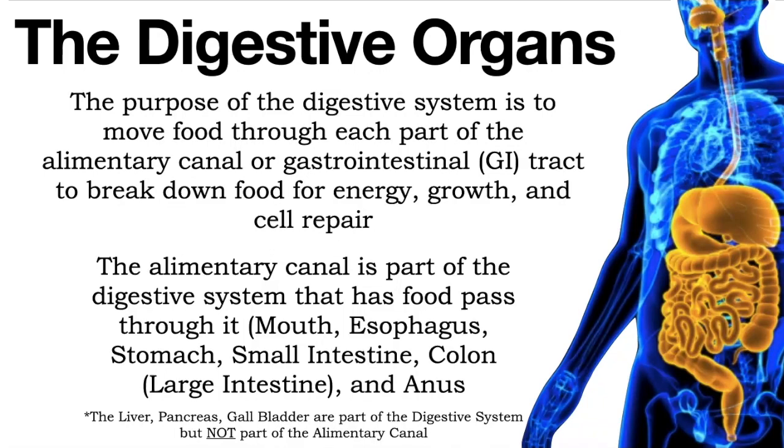Remember, the alimentary canal is the pathway in which food passes from the mouth to the anus. The liver, the pancreas, the gallbladder, those are not part of the alimentary canal, but those are part of the digestive system, and we'll look at those today.